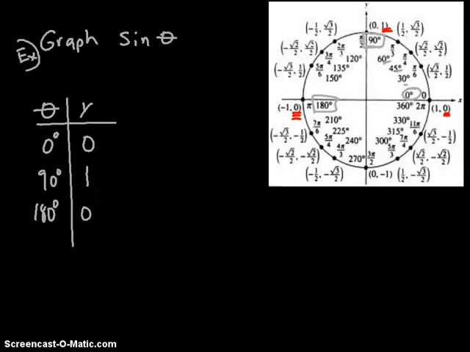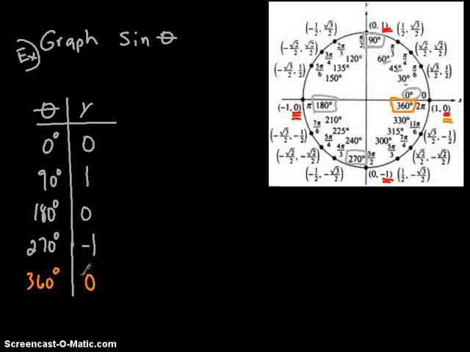And the next one would be, if say theta was 270, theta was there, sine would be right here at -1. And then, if theta was, instead of being 0, say theta was 360 degrees. Now sine is 0 again. So at 360 degrees, sine would be 0.